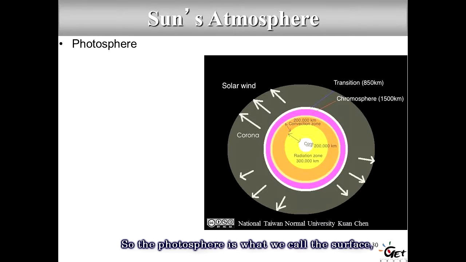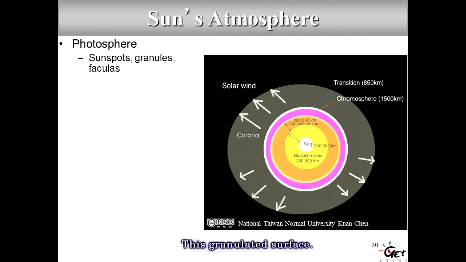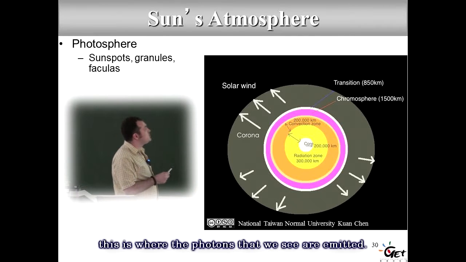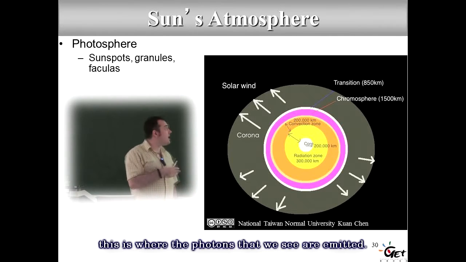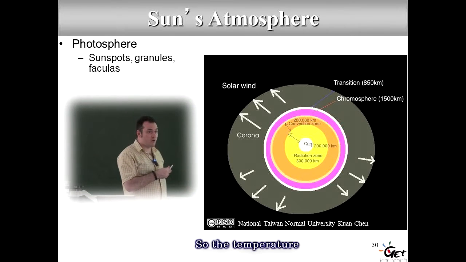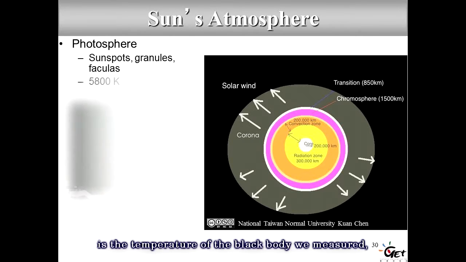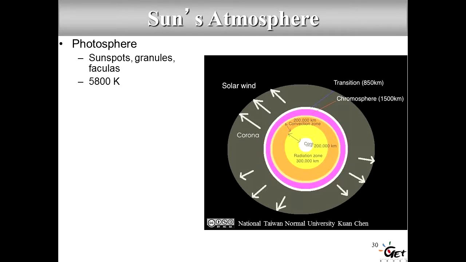So the photosphere is what we call the surface. It's the thing that we see the most. It's the brightest, this granulated surface, and there are several things I'll describe in a minute, like sunspots and faculae. This is the photosphere, where the photons that we see are emitted. The temperature is that of the black body we measured, 5,800 Kelvin. So when we talk about the surface of the sun, it is the photosphere.